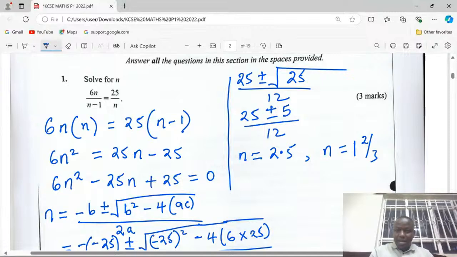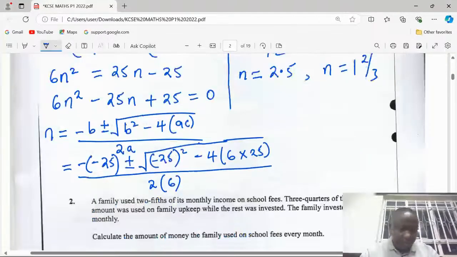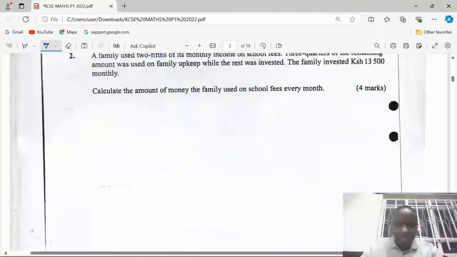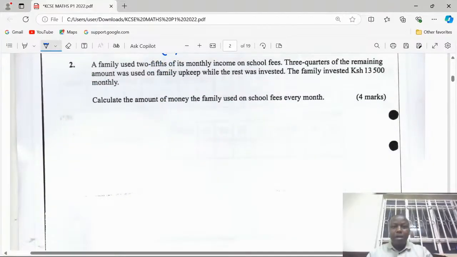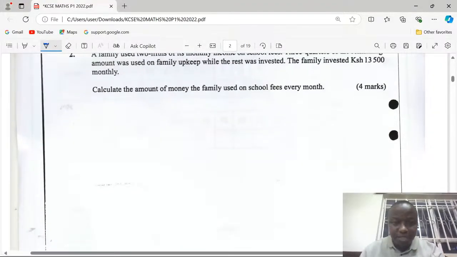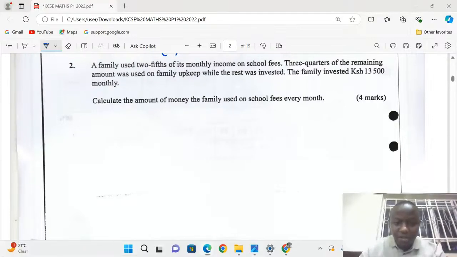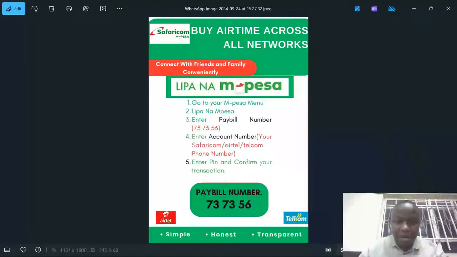Okay, now we can check number 2, which is a question on fractions, which are set in terms of word problems. Remember, fractions can just be given as fractions, or fractions can be given as word problems, the way we're going to see as we continue.